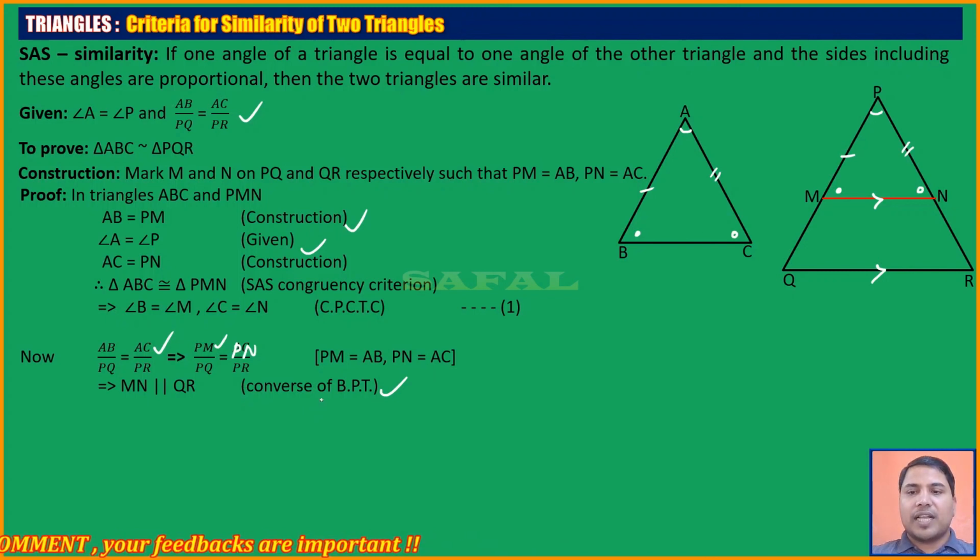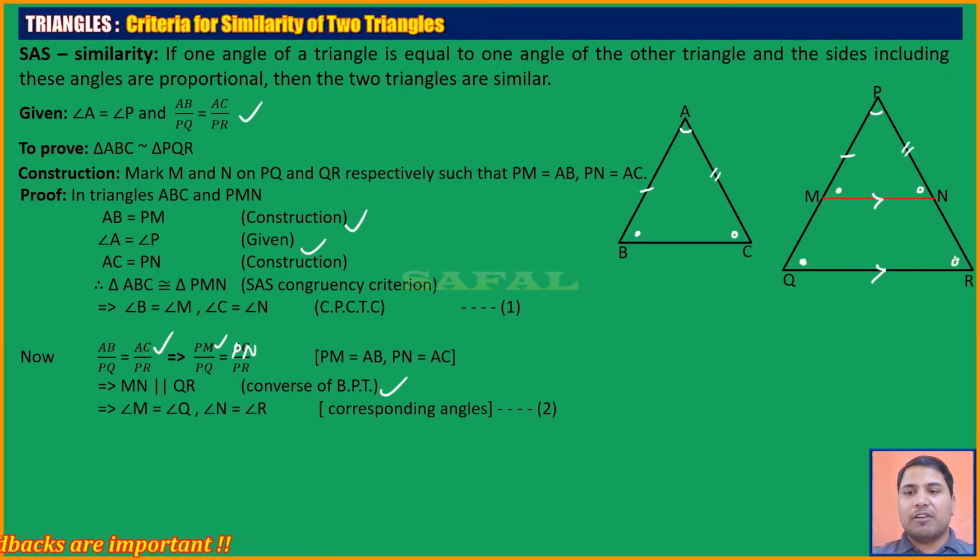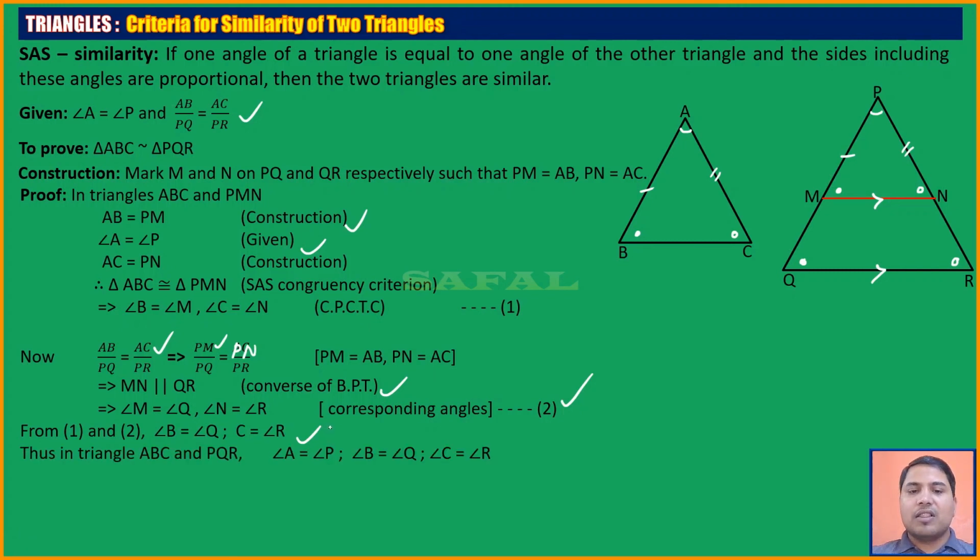Now since MN is parallel to QR, I can say that angle M will be equal to angle Q, corresponding angles, and angle N will be equal to what? Angle R, corresponding angles. So now from 1 and 2 I can say that angle B equals angle Q and angle C equals what? Angle R. So we are able to prove that all three angles are equal. Angle A equals P, B equals Q and C equals R. So using the first criterion that we saw, I can say that triangle ABC is similar to triangle PQR.